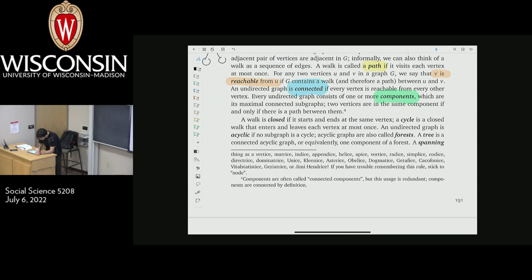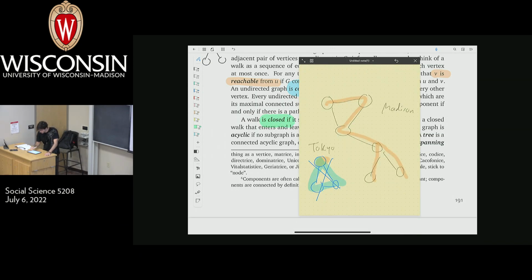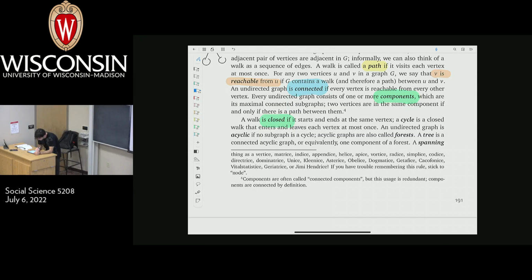Okay, so we're almost done. A walk is closed if it ends at the same vertex. So that would just mean something like this. This is our walk. So we started and ended at the same vertex. A cycle is a closed walk that doesn't repeat any vertices. So you could think of it as the closed version of a path. This one is a cycle, because the only vertex we repeat is the one we started at. So that's what a cycle is.